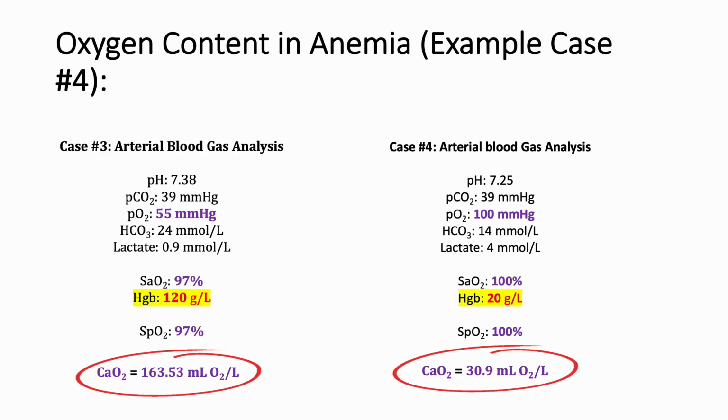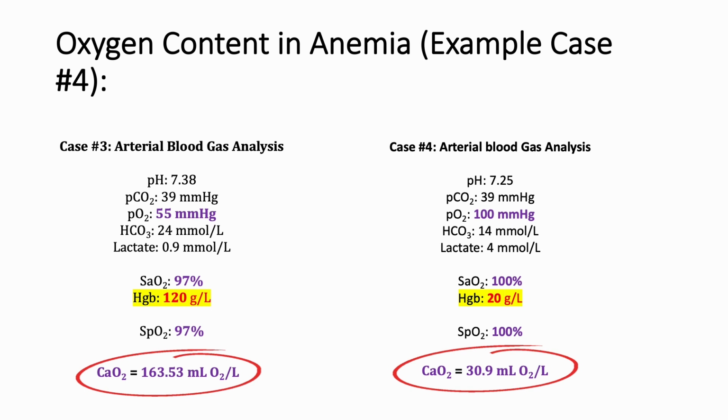per liter. Placing the calculated oxygen content from these two cases side by side, we can see that the oxygen content of the patient with the severe anemia is more than 5 times lower than in the non-anemic patient. And that is accounting for the fact that the anemic patient has both a higher oxygen saturation, 100% versus 97%, and nearly double the PaO2 of the non-anemic patient. We're talking about 100 millimeters of mercury compared to 55 millimeters of mercury.